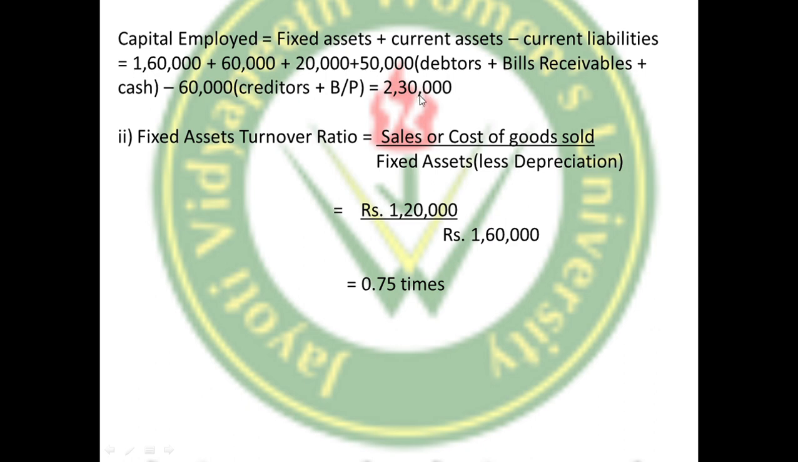Now the next ratio is fixed assets turnover ratio. The formula to calculate fixed assets turnover ratio is cost of goods sold divided by fixed assets. Cost of goods sold we have already calculated in the first part of the question. Fixed assets is already given in the question, that is 1,60,000. When we divide these two, we get our answer, and that is 0.75 times.